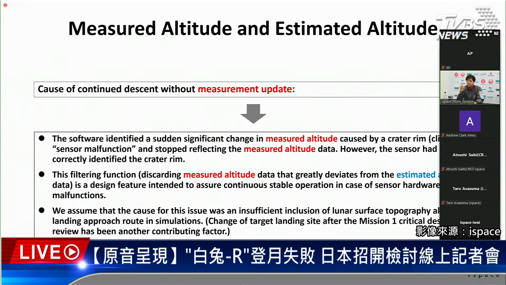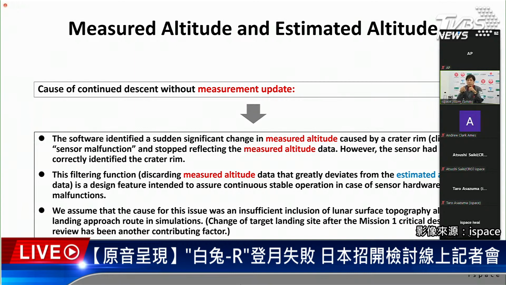Due to this insufficient parameter setting, finally the lander software could not correctly recognize the crater rim, and then the huge gap happened. If we discuss more deeply the cause of this issue, we have to say that the change of target landing site finally impacted this failure.